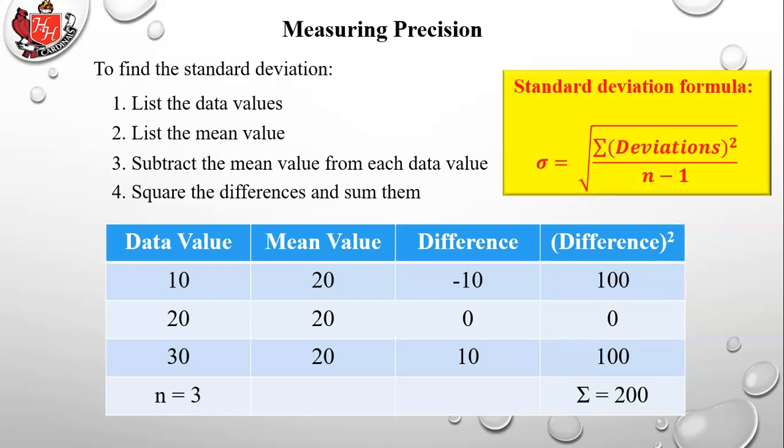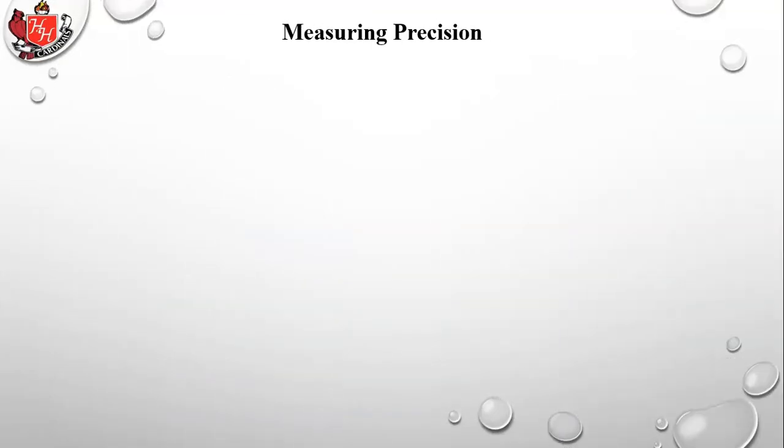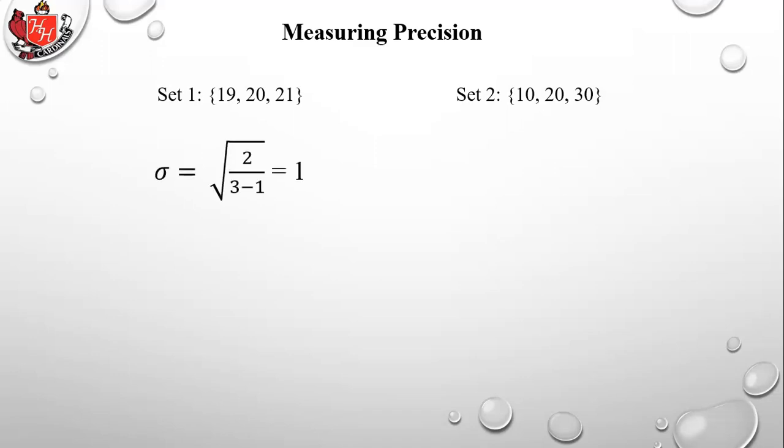There again is the formula. So now we're going to plug both of these data sets in and see what the standard deviation is of each of these sets. So there are the 2 sets again. For the first one, the capital sigma, the sum of the differences squared, was 2. The number of numbers was 3, and then you subtract 1 from that. That's part of the formula. And take the square root, you'll get 1.